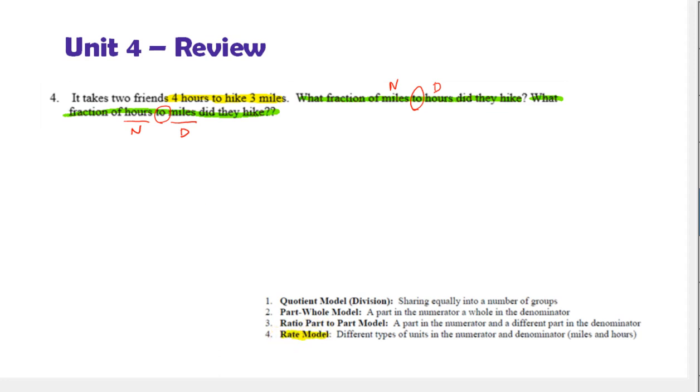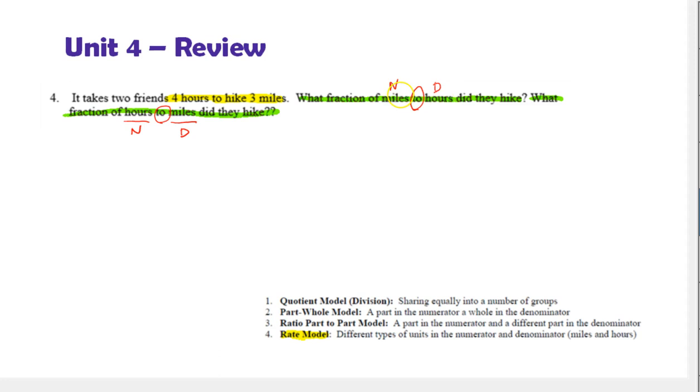Okay, and a rate is a special type of ratio. It's still a ratio, but it's when we're comparing different types of units in the numerator and denominator. So here they have miles and hours as an example. In the last problem, we were comparing incorrect questions to correct questions, but they were both types of questions. Here, we're measuring miles, which is a measure of distance, and we're comparing that to hours, which is a measure of time.